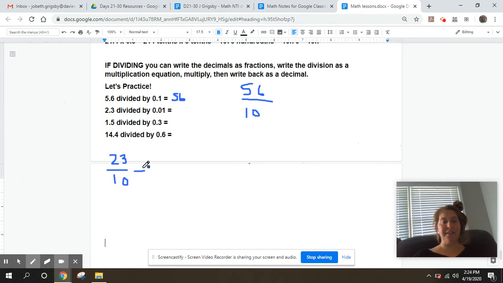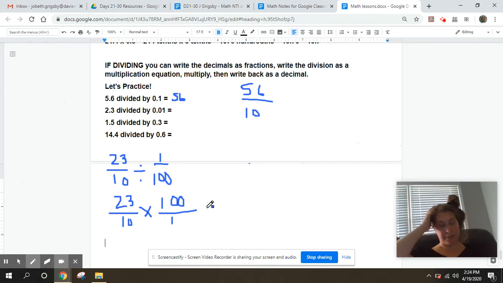23/10. And this time we're not dividing by 1/10, we're dividing by 100th. That's why I like these two problems right here, because they're dividing by powers of 10. All right, let's rewrite. So we have 23/10 stays. We're going to use that multiplication family. Division becomes its inverse, and this fraction becomes its reciprocal. And then we have 23 times 100, which is 2 powers of 10. So your digits are shifting 2 place values.